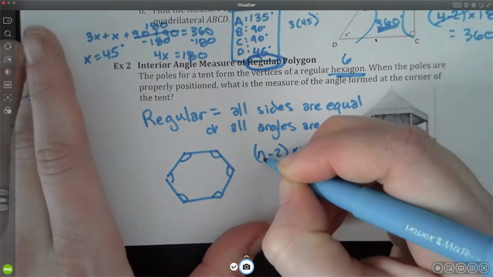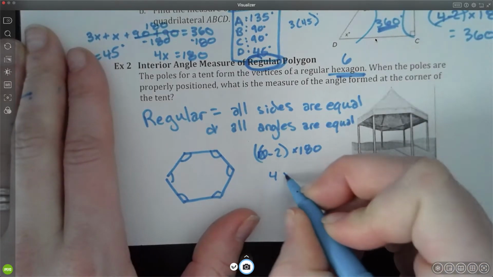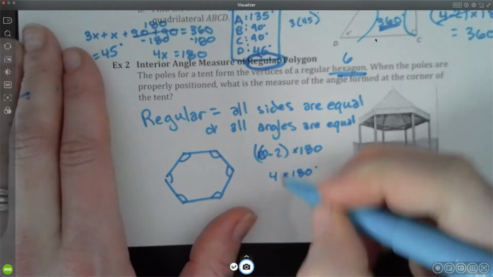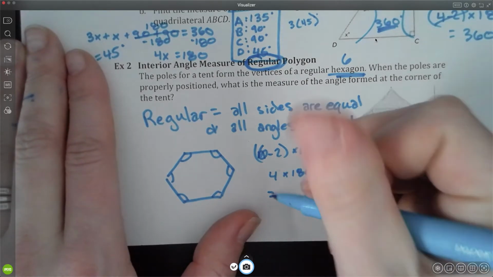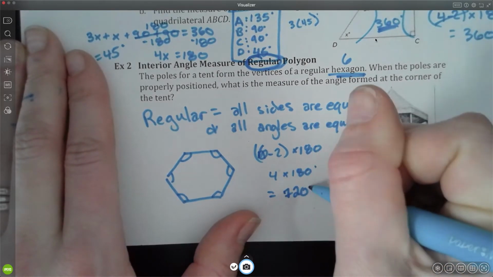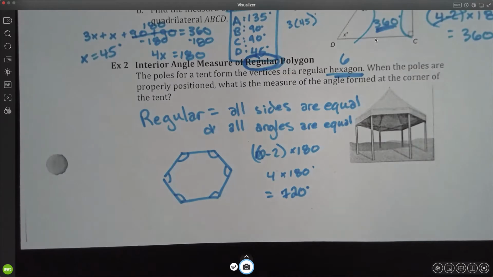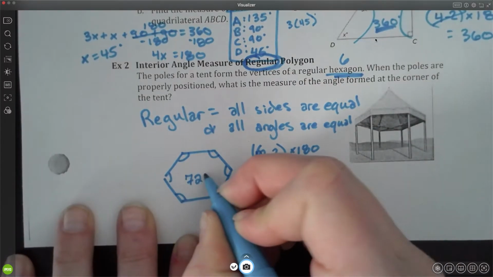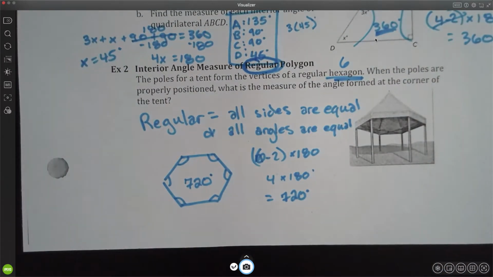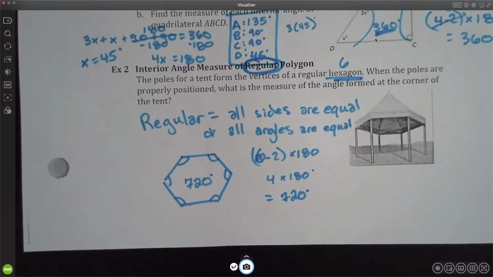Since this is 6, it would be 4 times 180, which we already did on that sticky note. 4 times 180 was 720. So that means there's 720 degrees on the inside. Now, since all of them are exactly the same, I just divide that by 6.